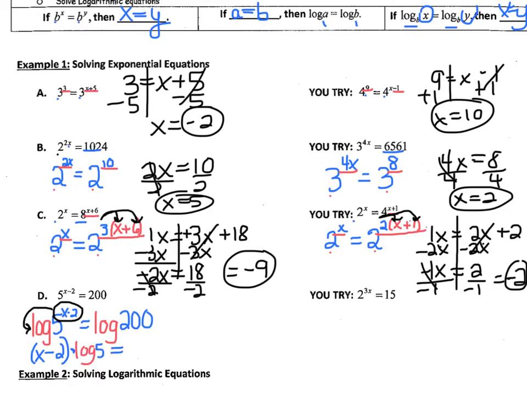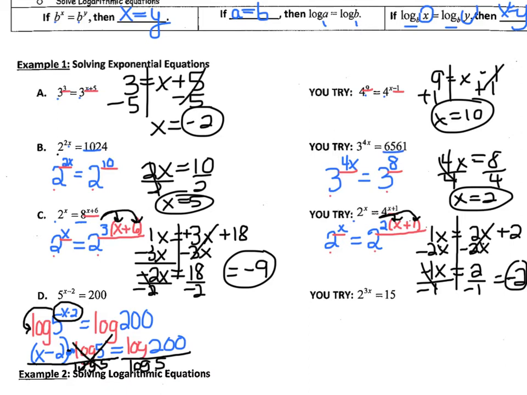All of it still equals the log of 200. So the next step, see how we have the x minus 2 multiplied by log 5, and we're trying to get this x all by itself? What we're going to do is get rid of the log 5. In order to undo that multiplication, we're going to divide by log 5, and it will cancel out. If we divide on that side by log 5, we have to divide the other side by log 5.